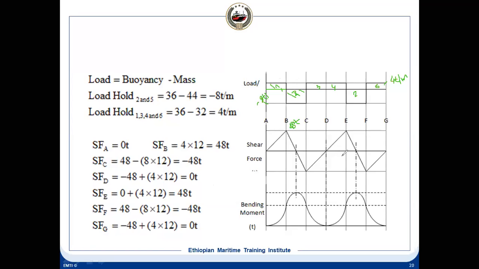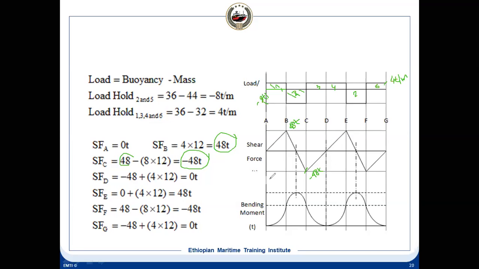So how much will it be? The next point is the end of this compartment, it will be here. If you calculate this, we have 48 minus 8 multiplied by 12. That is 96, so you will get a value of minus 48. So this will be minus 48.